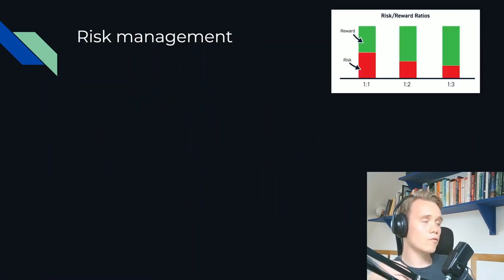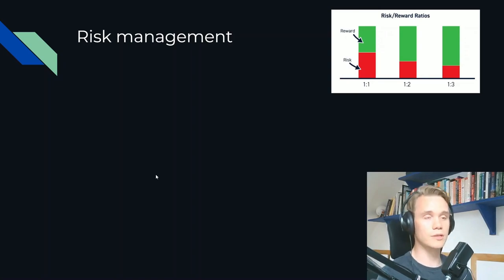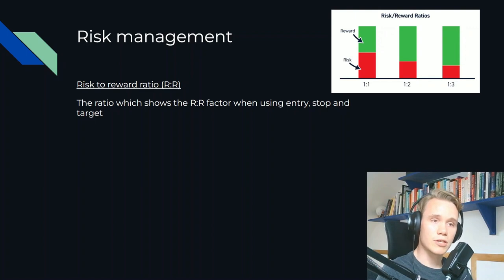Now, moving over onto risk management, one of my favorite topics, specifically with regards to the risk to reward side of things. One thing we need to understand is the risk to reward ratio, and what that means is the ratio which shows the risk to reward factor when using the entry, stop, and the target price points. It's all well and good saying I've made $5,000 on this trade, but what was the risk to reward factor? Did they make $5,000 by risking $20,000? You know, and then it's like completely out of whack. It doesn't make any sense.